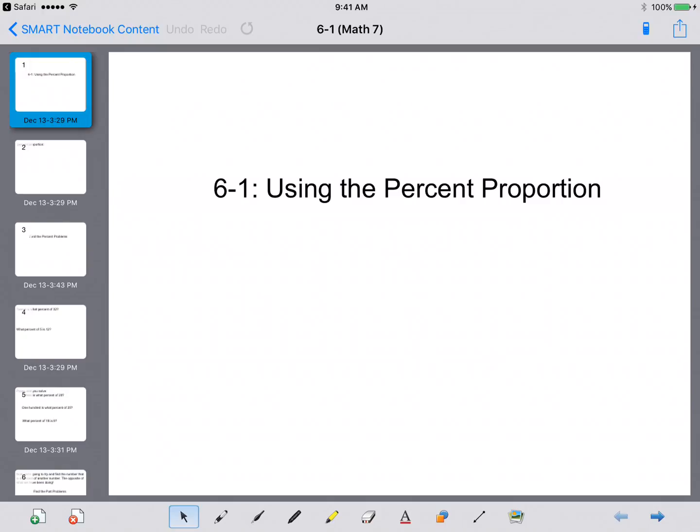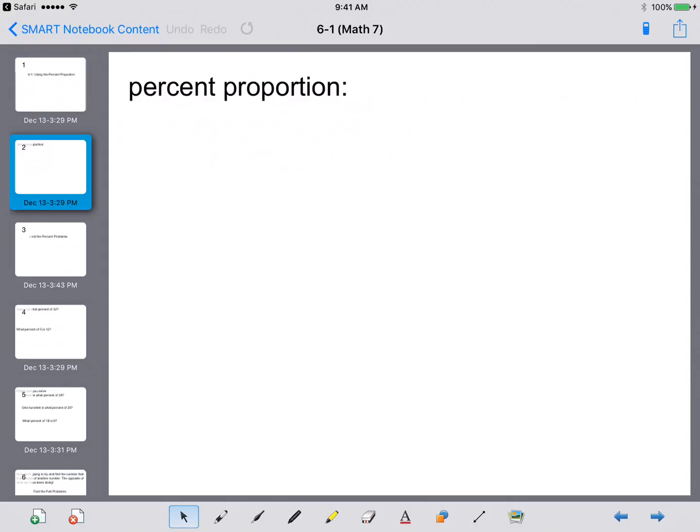So today we're going to be going over using the percent proportion. Now, there's a word in there that we already know, proportion, that we've been working on for a very, very long time. So this should be pretty easy to pick up on because we're using proportions. We're just adding in percents.